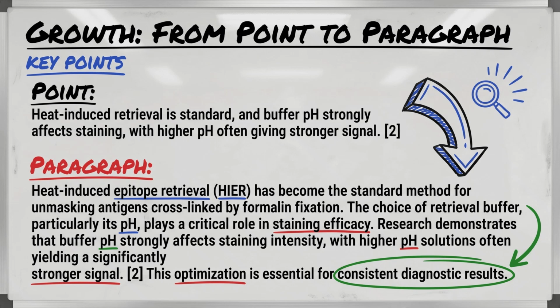For example, you might elaborate on how different pH levels impact the unmasking of specific antigens, or discuss the optimal incubation times for various tissue types. This makes the writing process much more manageable. So, how do you actually start building this powerful tool?